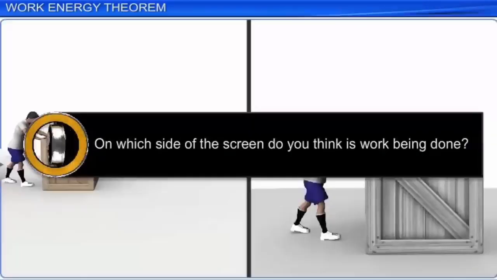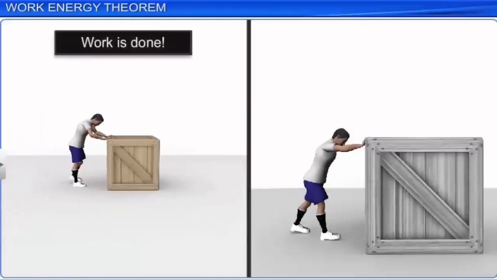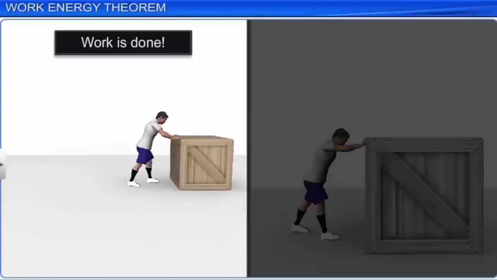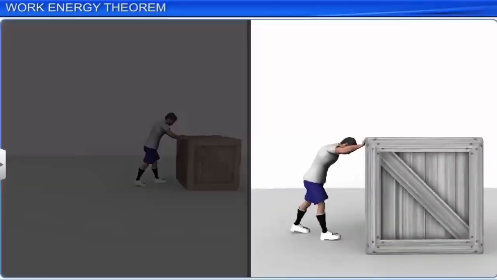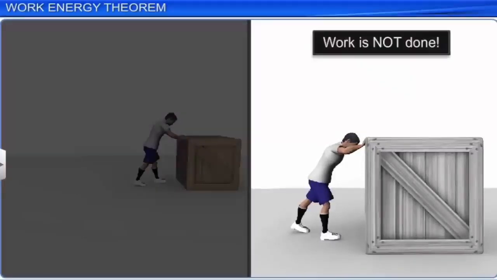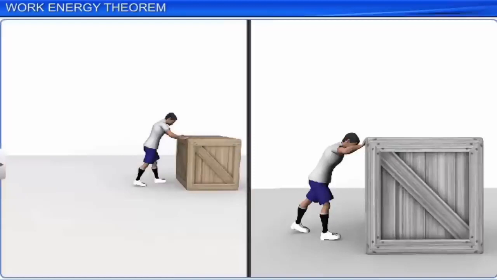On which side of the screen do you think is work being done? Work is being done only on the left side of the screen, where we see that a block is being pushed across the floor. Even though in the second case the wooden crate is being pushed, there is no work being done. This is because, in physics, work is said to be done only when an applied force succeeds in moving a body.